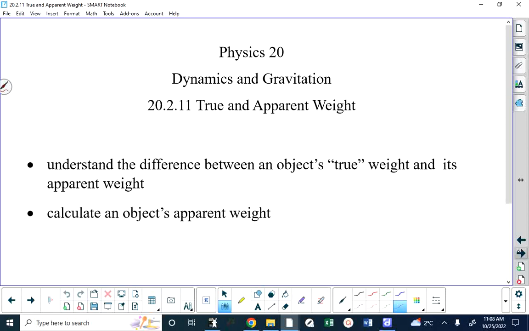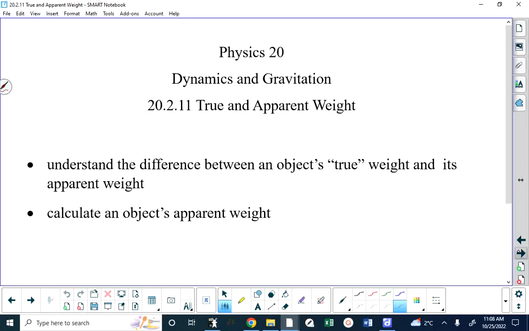And the reason why I don't like it is when you say, well, an object's true weight is some value, you seem to imply that the object has always got that weight, and the weight can change, right? So just to begin with, what I mean by an object's true weight is the weight when you're standing on the surface of the planet. That's the true weight. Okay?